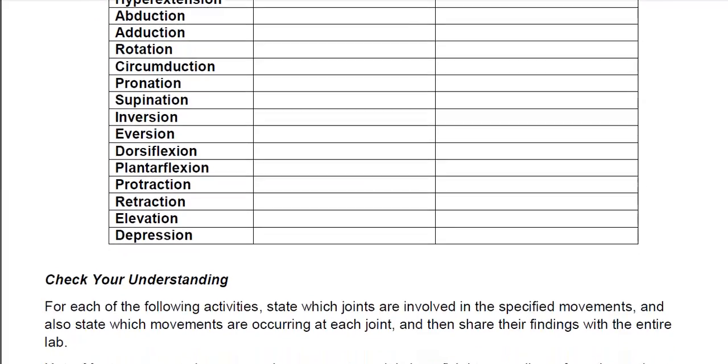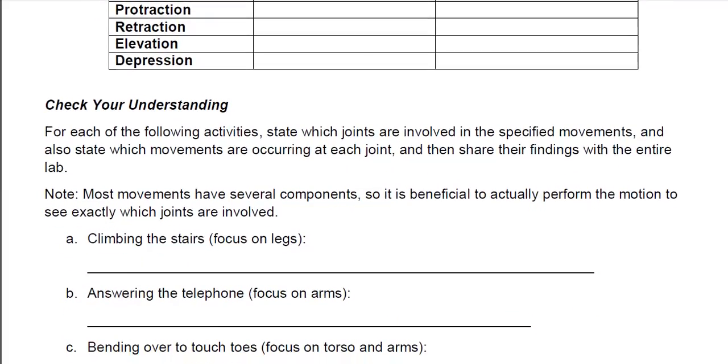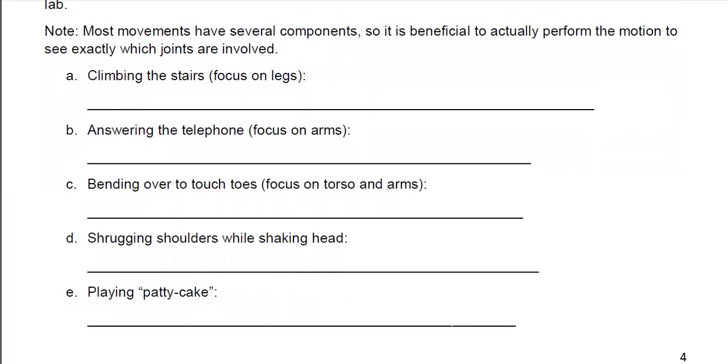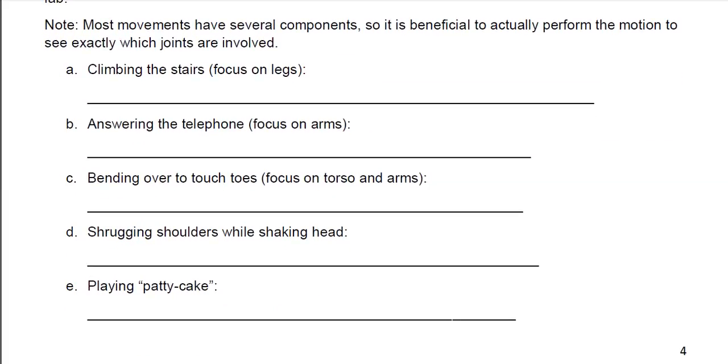Make sure you fill that entire table out. And then once you've done that, you can answer these questions down here. These make you think about when you do everyday activities, what kind of movements are you having to do with your joints? And so some of these, they tell you where to focus on, like legs and arms. But think about all of the joints in your legs, from the hip to the knee, to the ankle, to the toes, and everything like that.